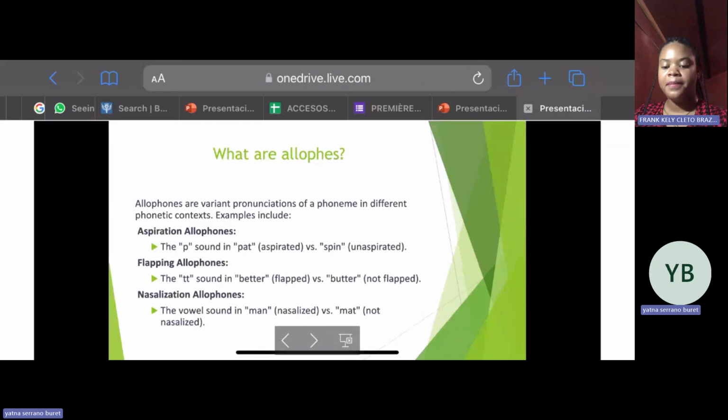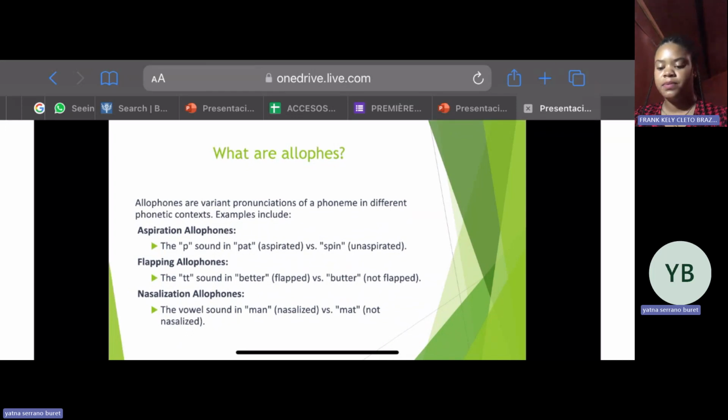Allophones are variant pronunciations of a phoneme in different phonetic contexts. Aspiration allophone: the P sounds in pat, aspirated, versus spin, unaspirated. Flapping allophone: the double T sounds in better, flapped, versus butter, not flapped. Nasalization allophone: the vowel sounds in men, nasalized, versus mat, non-nasalized.